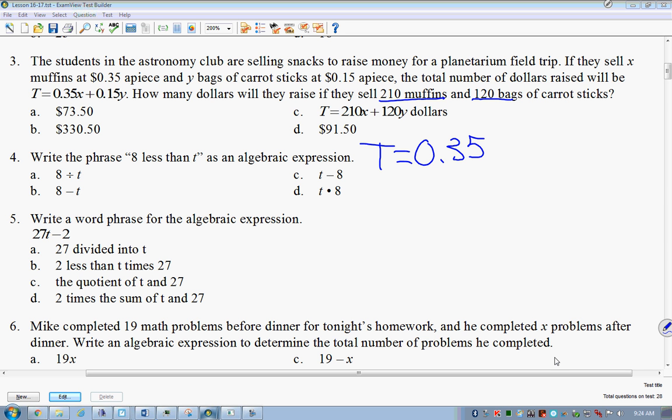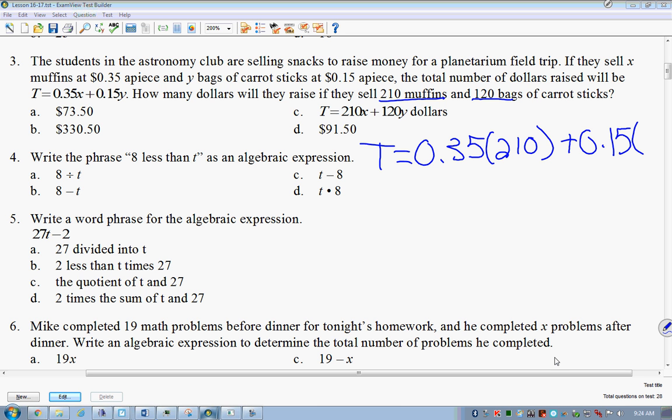Okay? Look at sentence number 2. Okay, right after field trip. If they sell X, what? Muffins. What number is associated with muffins? What number? 210. All right, so 210.